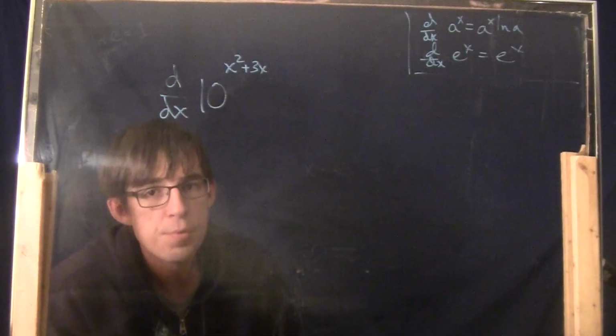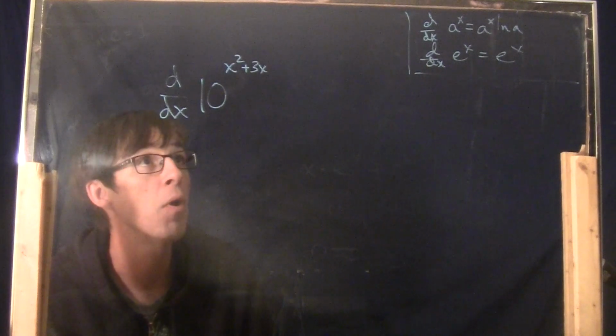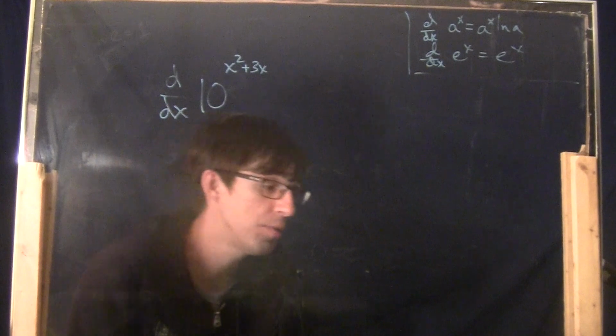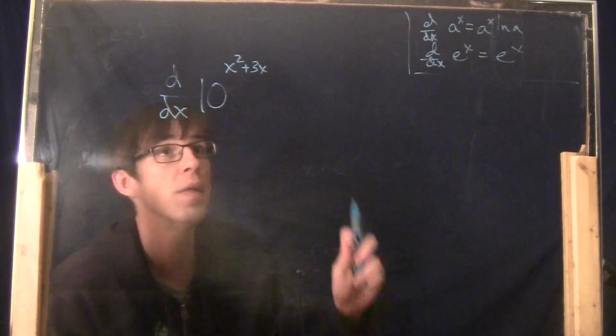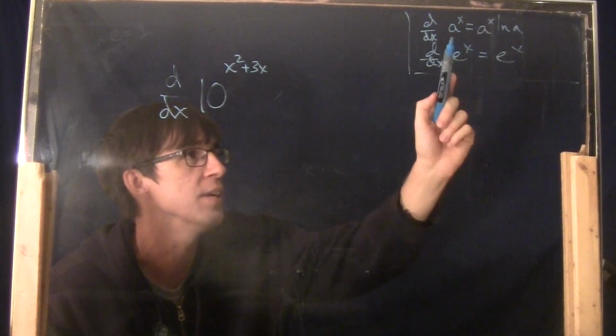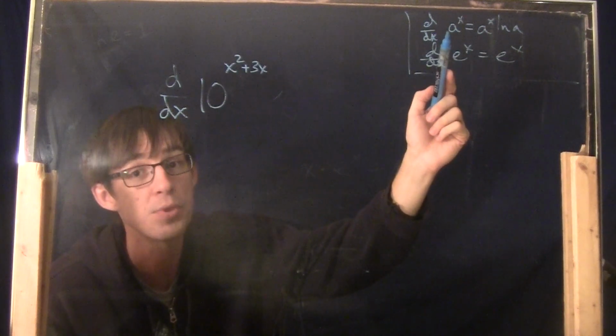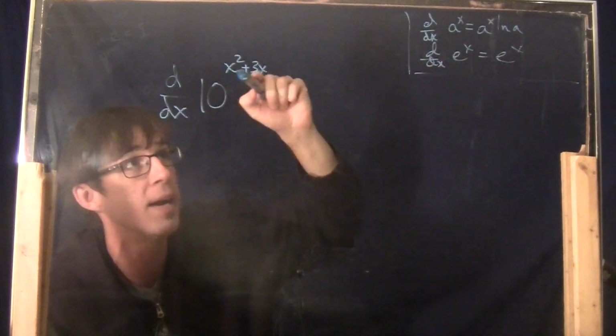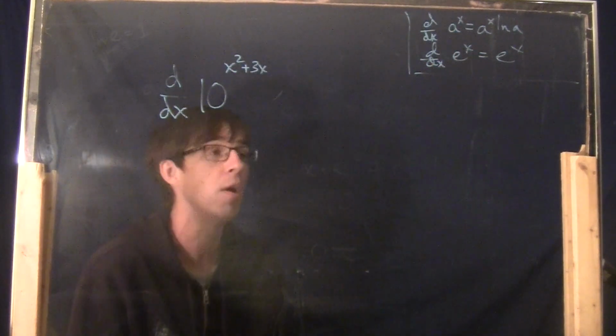How do you like that? The derivative of 10 to the power x squared plus 3x. How are we going to do this? Now, you should think to yourself, this is an exponential function, and the base is 10. So it looks kind of like this formula, where a equals 10, right? The difference is, instead of just x in this formula, I have something else up there.